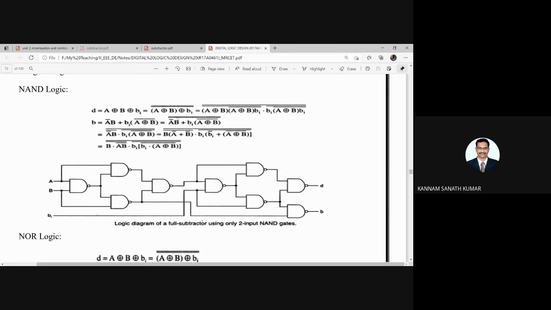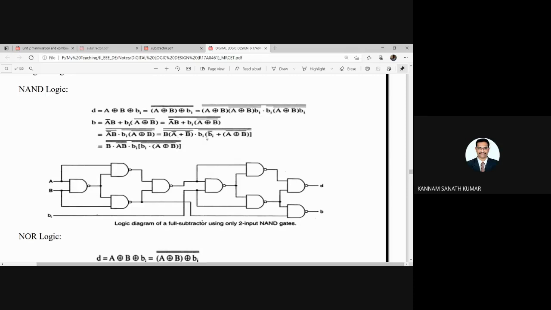So we can take the complement of complement. This complement is applicable for each and every term. This OR will be converted into AND, applying De Morgan's law. So what you will get is (A bar B) whole bar into (Bi into (A XOR B) whole bar), again whole bar. Again apply this complement. So B into A bar plus B bar. If you multiply, A bar B plus B into B bar.